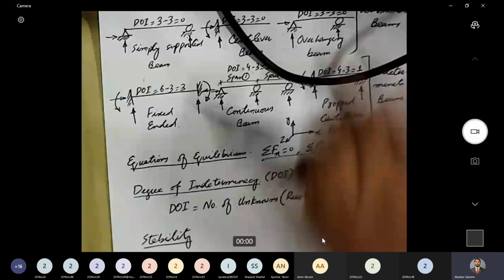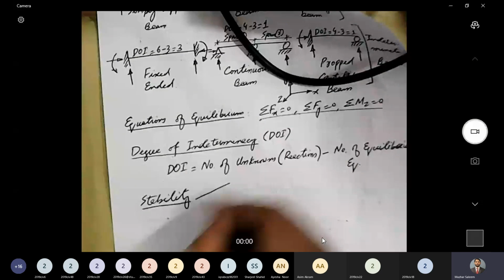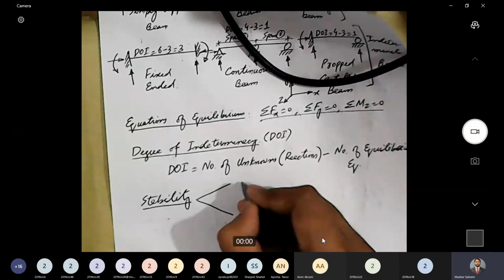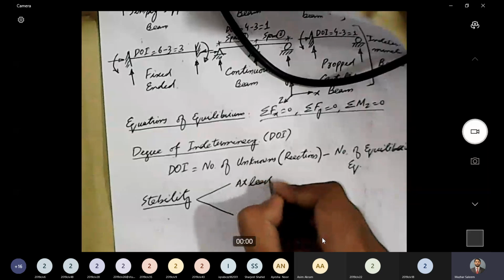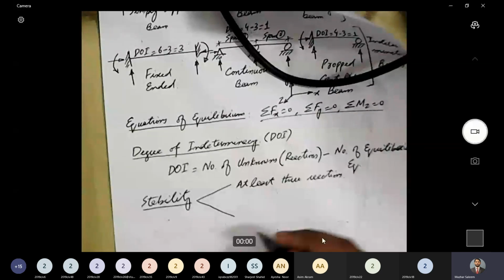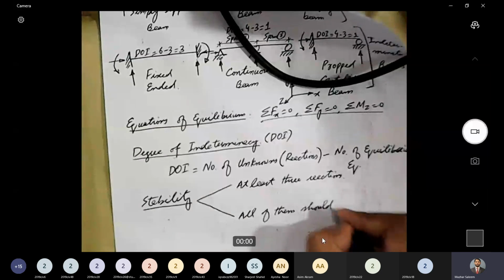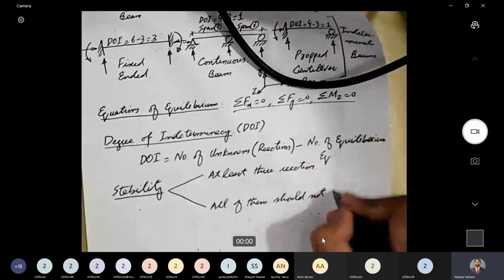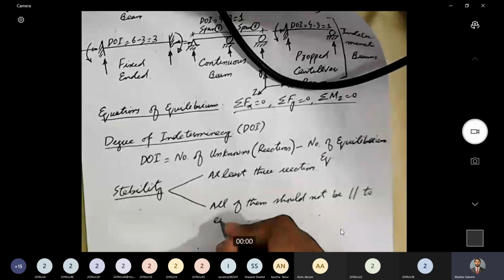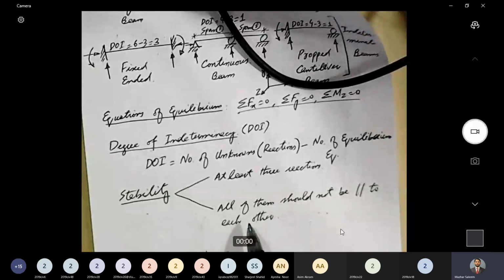Okay. Now, for stability, there are two conditions that should be satisfied. Number one, there should be at least 3 reactions. And second condition is all of them should not be parallel to each other. These are the two conditions that should be satisfied in order for a structure to be stable. There should be at least 3 reactions, and all those reactions should not be parallel to each other.